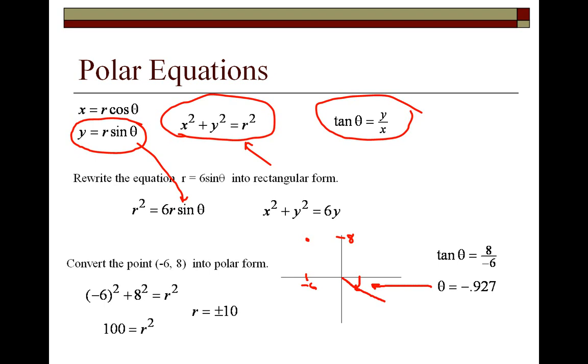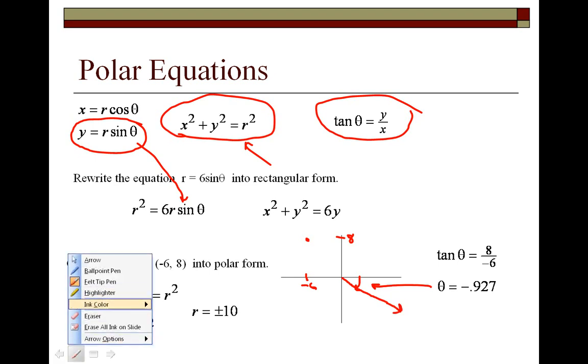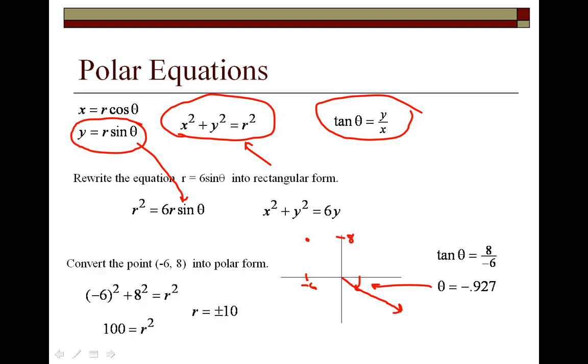So the positive r would go out in this direction. I need to move in the opposite direction, which is kind of weird because I'm going to do blue for opposite instead of red. I need to go in that direction. So if I want to use this angle right here, I'm going to have to use a negative radius. So here's basically the hint. If you're doing a calculator type of problem, and you want to convert the point, and you're in the second or third quadrant, use the negative radius. So my point would be negative 10, negative 0.927.